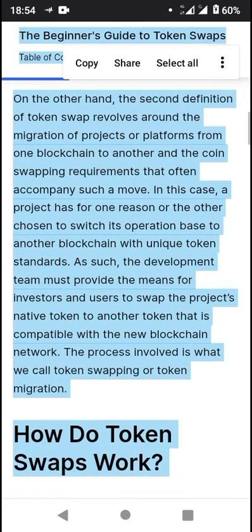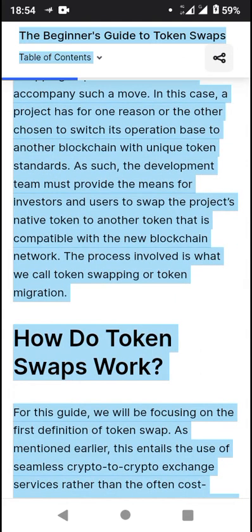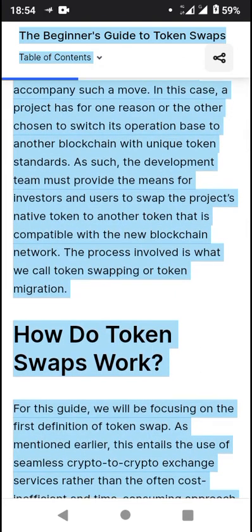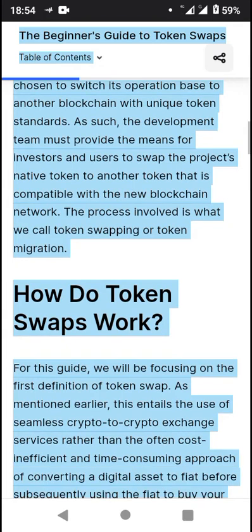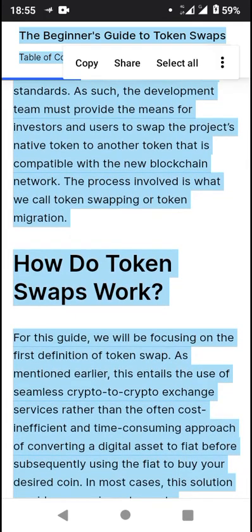So in basics, one token is being changed to another. In this case, a project has, for one reason or the other, chosen to switch its operation to another blockchain with unique token standards. As such, the development team must provide the means for investors and users to swap the project's native token to another token that is compatible with the new blockchain network. The process involved is what we call token swapping, or token migration.